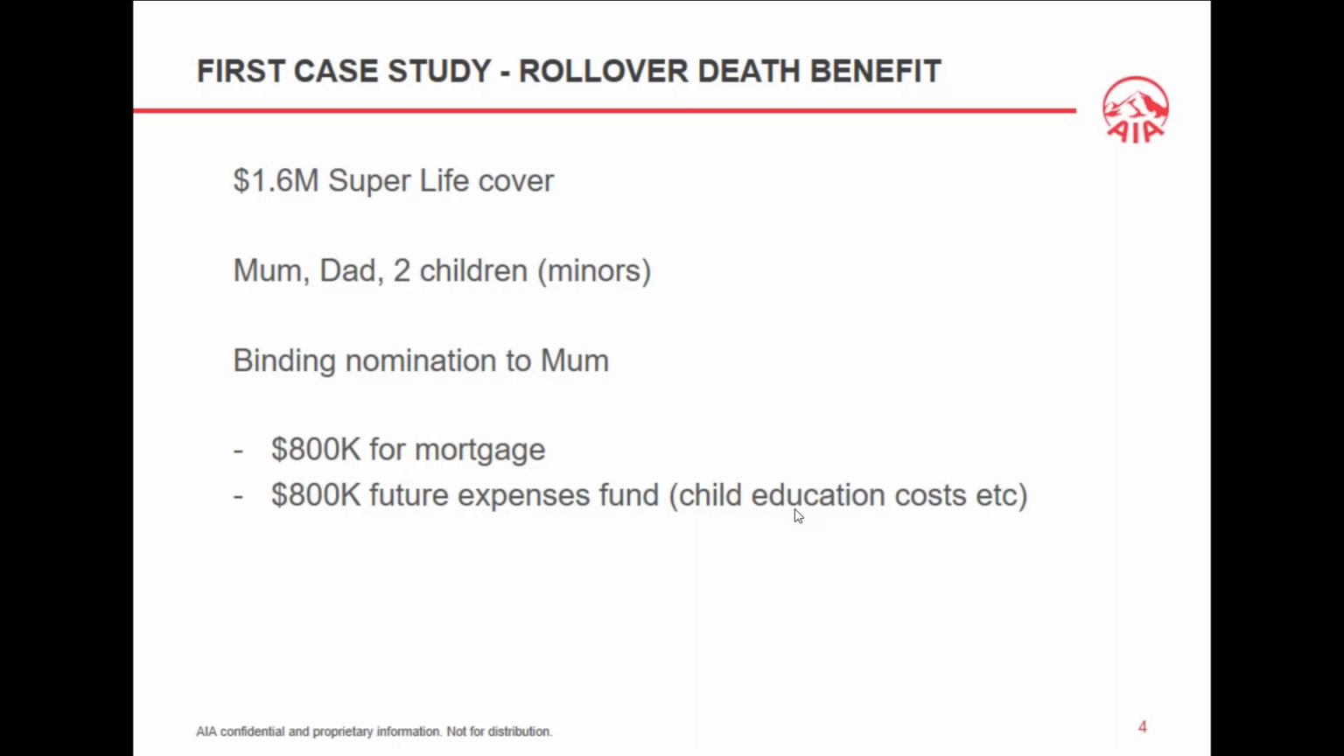So I want you to sit there right now and think, what happens if and when this trigger event were to occur? Let's say dad suddenly passes away tomorrow. We've got $1.6 million of life cover sitting inside dad's superannuation fund. Obviously, in accordance with the terms of the life insurance contract, the life insurance company will deposit $1.6 million, being the sum insured, into dad's superannuation fund.